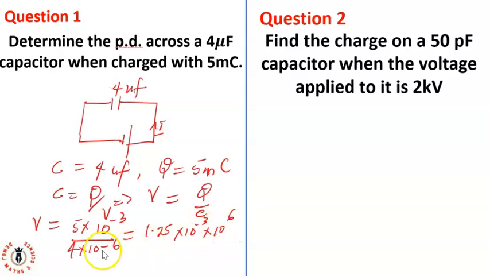From indices, when we divide a negative index, it becomes positive. In case you are having challenges with indices, I've placed a link to our lesson here on indices. That will help you walk through it. So that this now equals 1.25 times 10 raised to the power 3 volts.